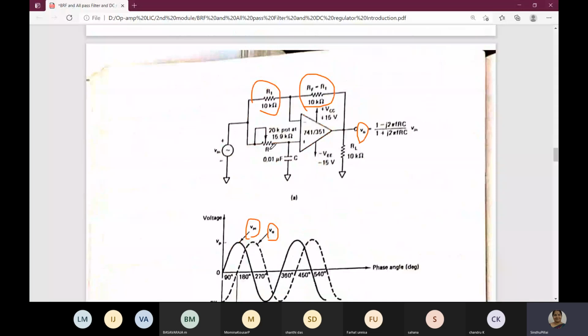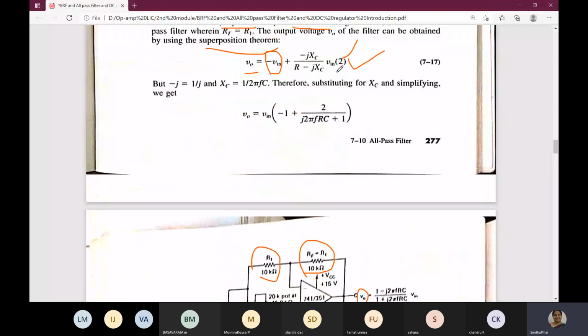The voltage here will be nothing but the input voltage times the voltage across the capacitor divided by the sum of voltages, that is R minus JXC. Substitute XC as 1 by 2 pi FC. By simplifying, we get V naught equal to, taking V in common, minus 1 plus 2 divided by J2 pi FRC plus 1. This 2 is the gain of the amplifier. V in is taken common.